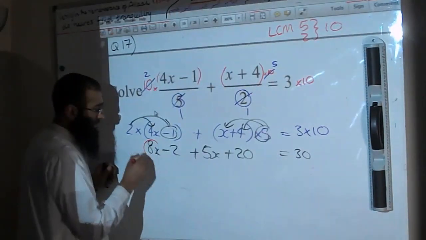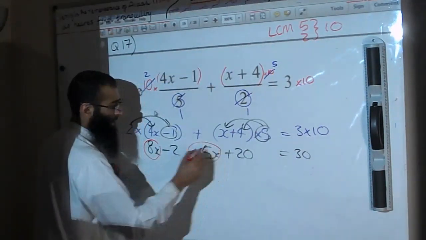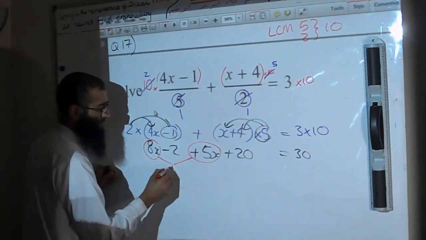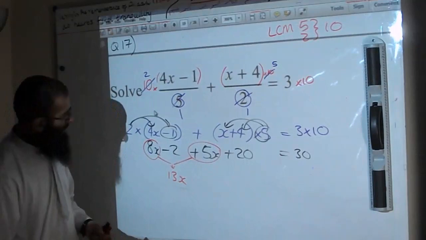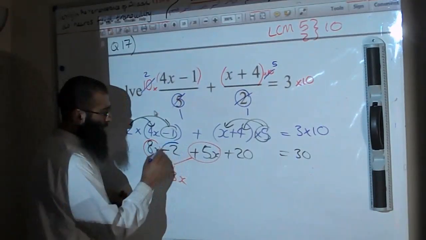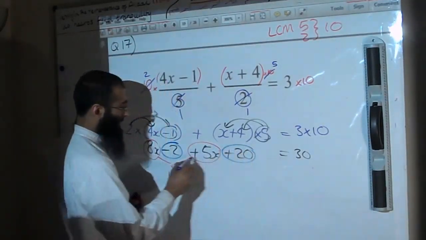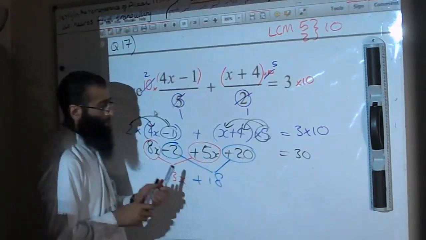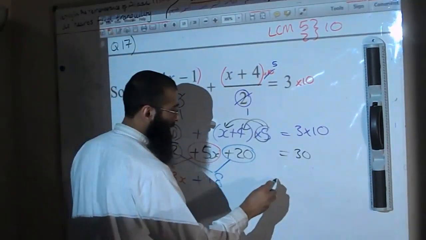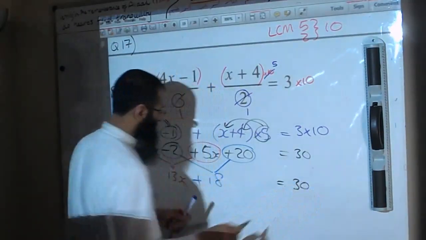Now let's collect like terms. So we have 8x and 5x. 8x and 5x will give us a total of? 13. 13x. Okay, now we have minus 2 and plus 20. Plus 18. That will give us plus 18. And that will give us equals to 30.